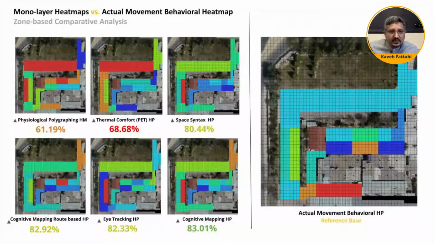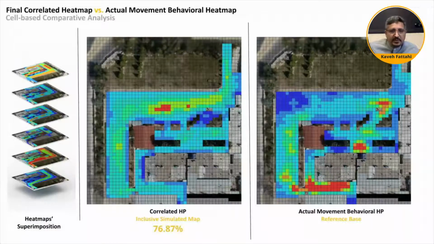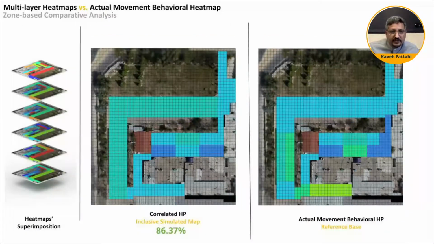For the last analysis, the final correlated heat map was compared with the actual movement HM, both in the cell-based and zone-based format. As you can see, the correlated map has around 77% consistency with the actual drone film one. The zone-based heat map has more consistency, as it shows around 87% integration.